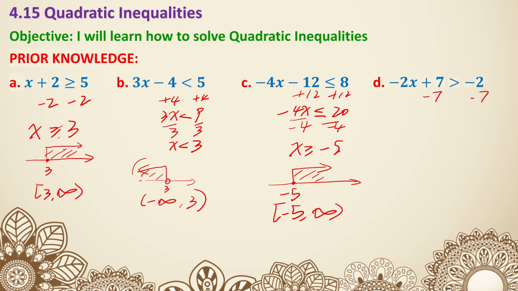Next one, subtract 7 over. So we got negative 2 is greater than, that's negative 2 minus 7 is a negative 9. Negative 2x is greater than negative 9. Divide both sides by a negative 2, so x is less than 9 over 2. So negative infinity to 9 halves. Both sides are going to be parentheses.